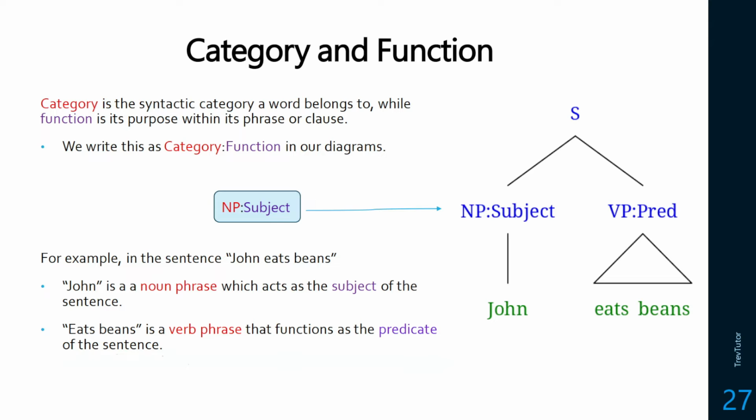So in the diagram to the right, what you'll notice is we're doing it as category then function. So John is a noun phrase, NP, that is also a subject. So noun phrase functioning as a subject. Eats beans is a VP, a verb phrase. We'll learn what that means in the next section. And it's functioning as a predicate. And these combine to build up a sentence.